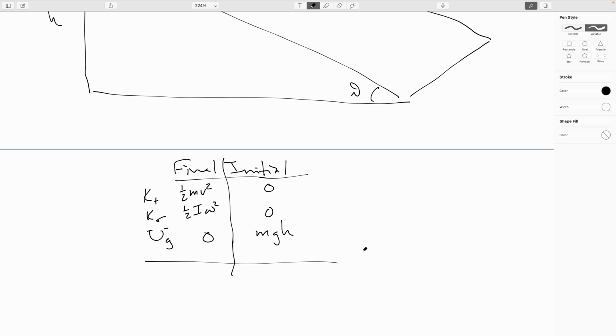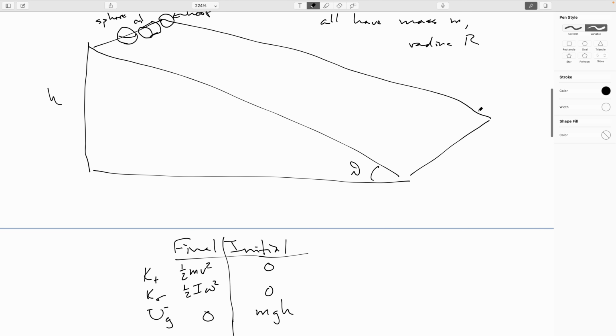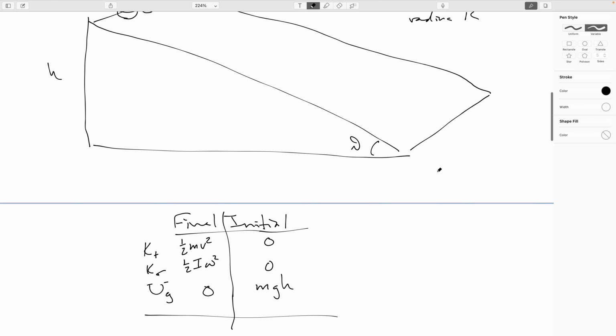Now, it might seem at first blush like we would need to analyze this 3 separate times. But the first thing we can realize is that whoever's going the fastest at the bottom is going to win, because they'll have been going the fastest all the way along, since we can make h whatever we want. So if we can just solve for the final velocity, we're good to go.